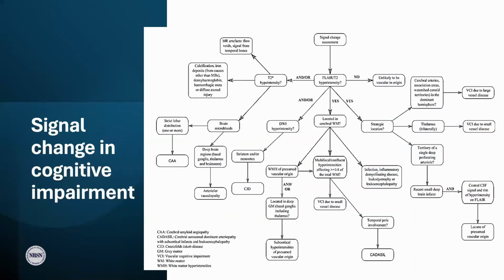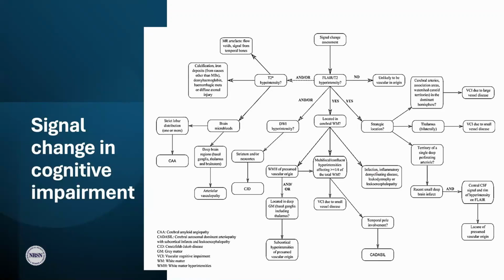This is a schema, an algorithm, that just tells us about signal changes that occur in cognitive impairment. So if there is a vascular component to cognitive impairment, this schema is able to, to a very good extent, highlight the possible causes and the location. For signal change assessment, we use FLAIR and T2 hyperintense signals.